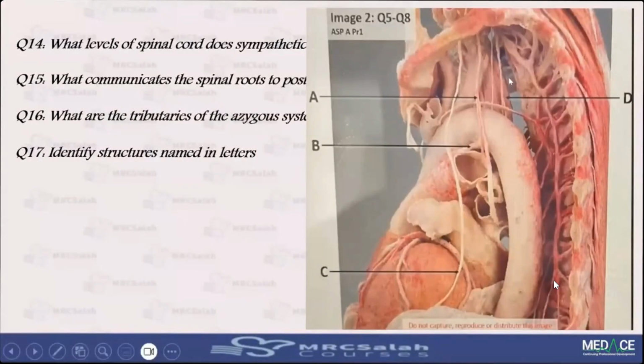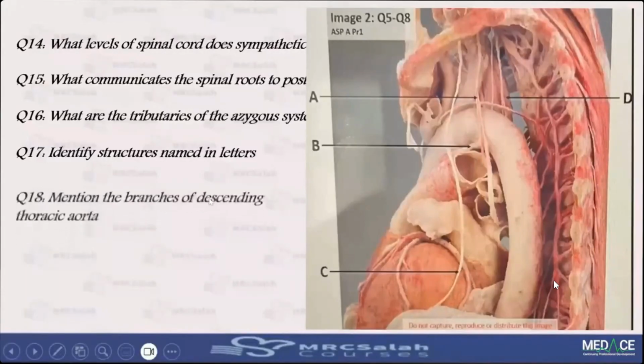The A would be the posterior, so it will be the vagus. Then B, I'm not exactly sure what this is. And C would be the phrenic. And what is B? I think between the arch of the aorta and the pulmonary trunk. Yes, the embryological remnant, ductus arteriosus. Yeah, sorry, I almost forgot that.